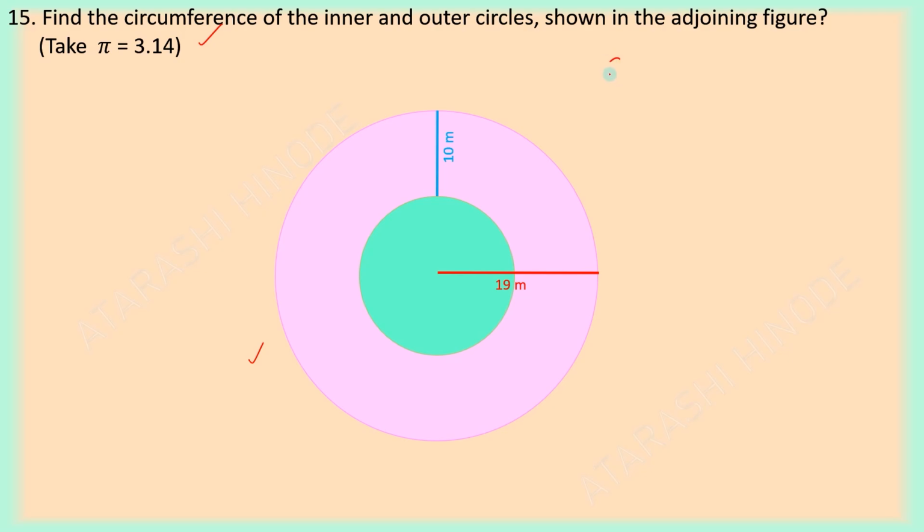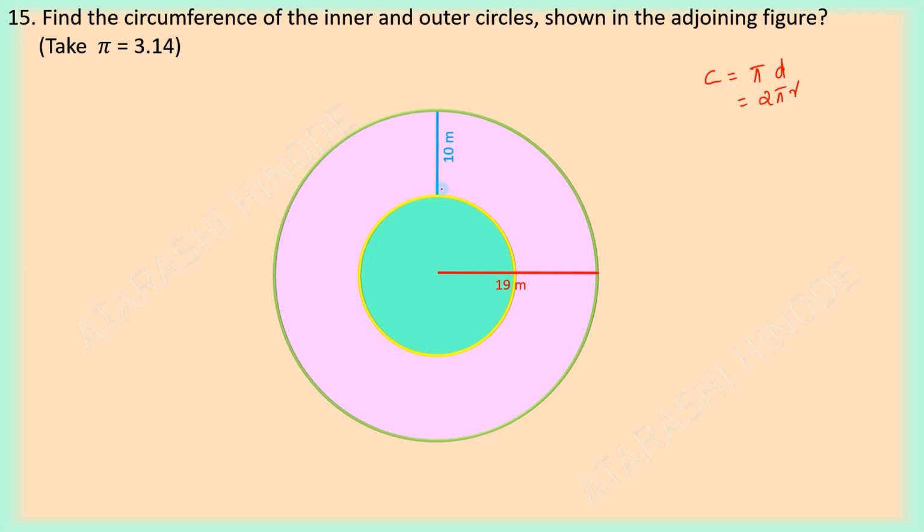Now, what is circumference? Circumference is the boundary length. And what is the formula for finding the circumference? If the diameter of the circle is given, then we can use the formula pi into d. If the radius is given, then we can use 2 pi r.